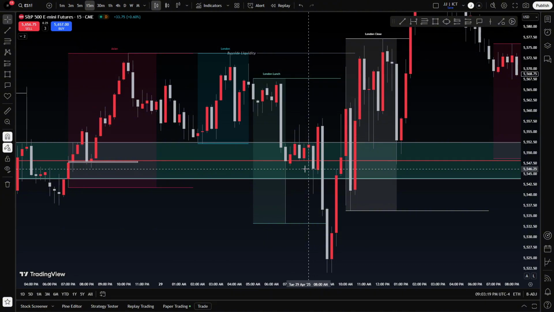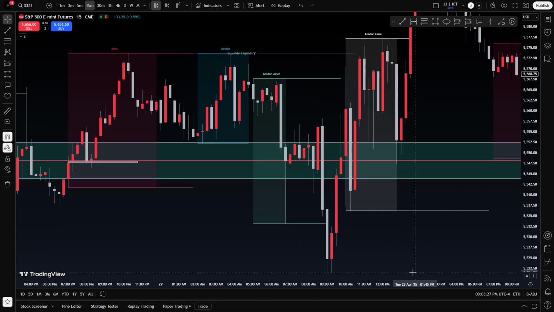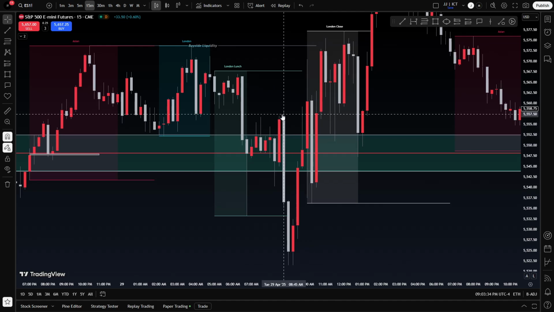Now let's come back to here. We consolidated again, creating another price delivery cycle. We dump. Okay, we expand out of the range. Now, after we expand, what do we expect? We expect two things, a reversal or a retracement. What do we get? We completely reverse, creating a break in market structure.